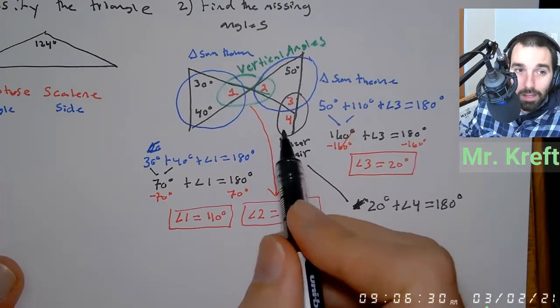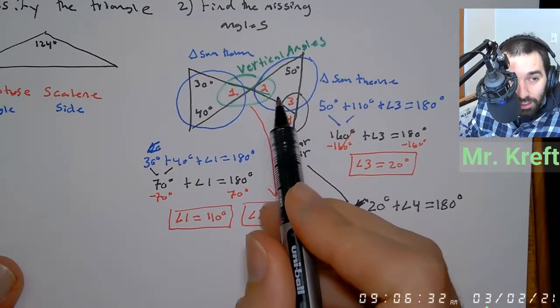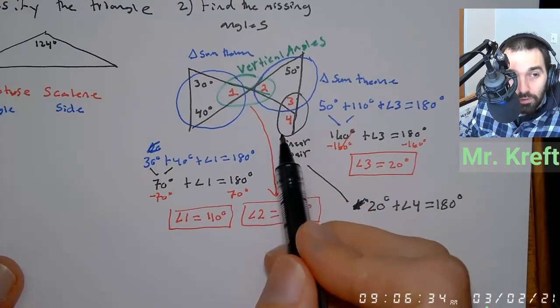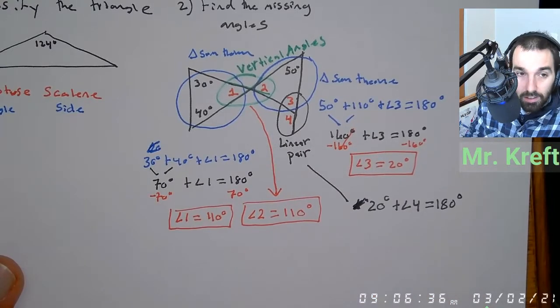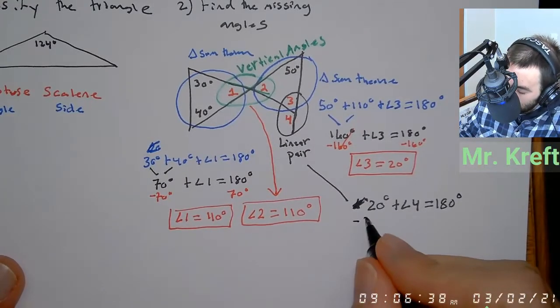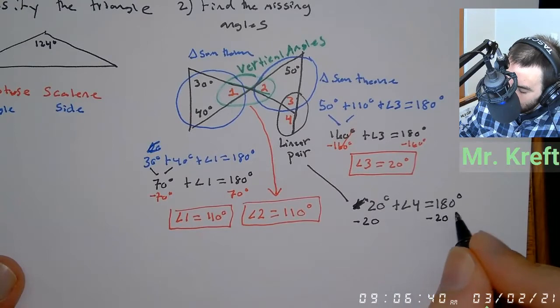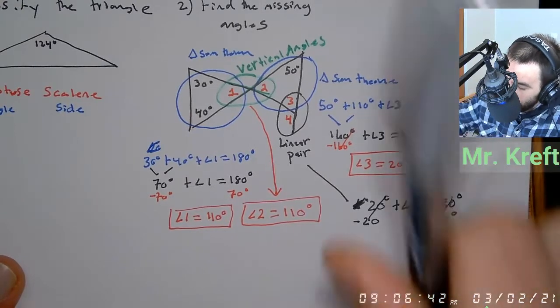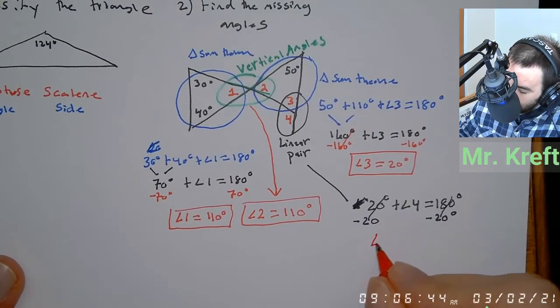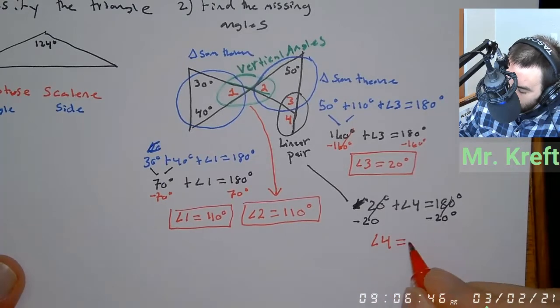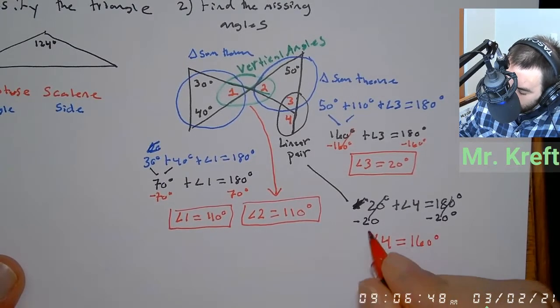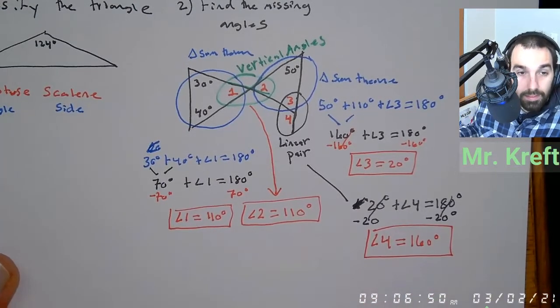So it's a shortcut for angle addition, right? So I know this angle is 180, so angle 3 plus angle 4 is 180. So I'm just going to subtract 20 degrees from both sides, and I get angle 4 equals 160 degrees, like that.